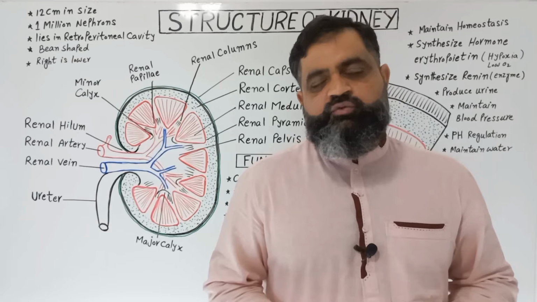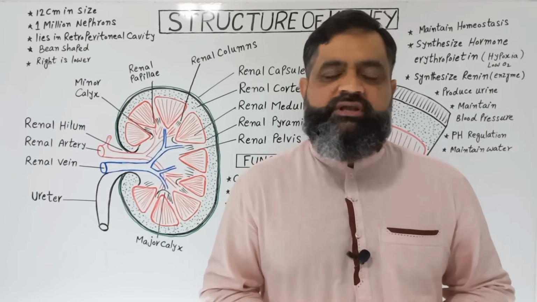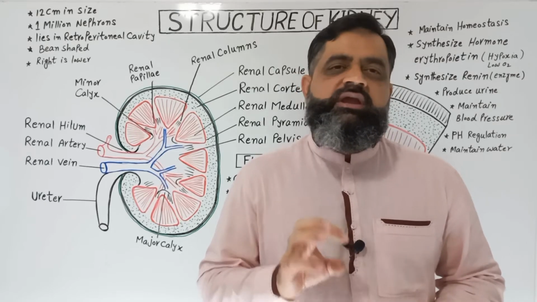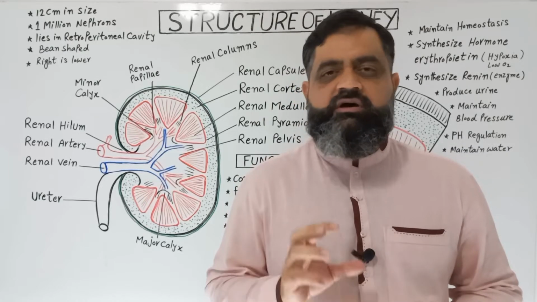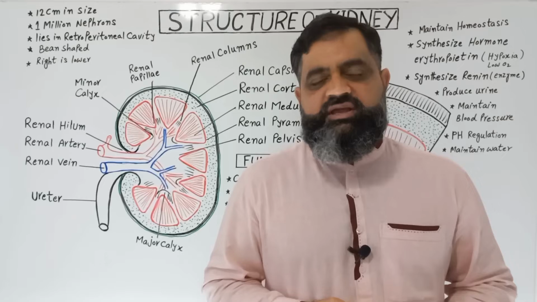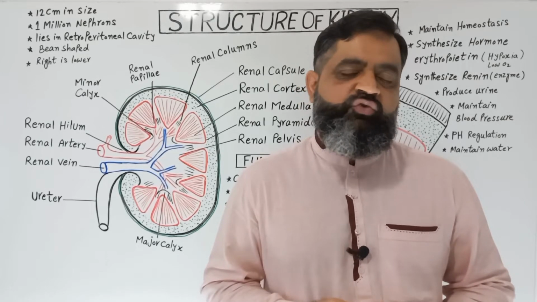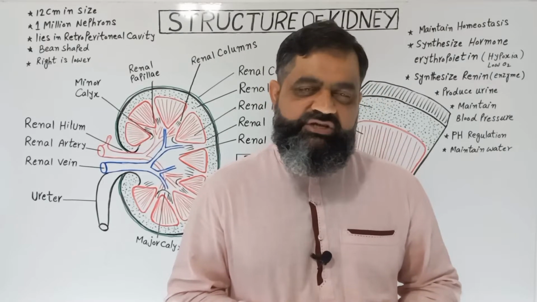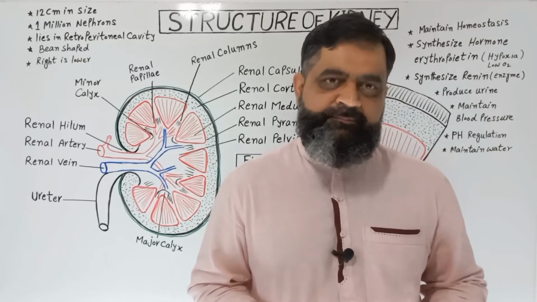In this video lecture, we are going to discuss the structure and function of the human kidney. As you know, just like other organs, the kidney has very prime importance in our body. There is a pair of kidneys located in the abdominal cavity on both sides of the vertebral column. Kidneys are usually bean shaped and approximately 12 centimeters in size.